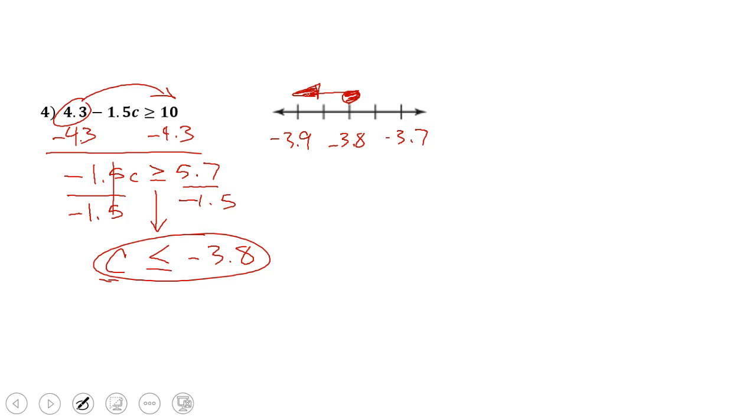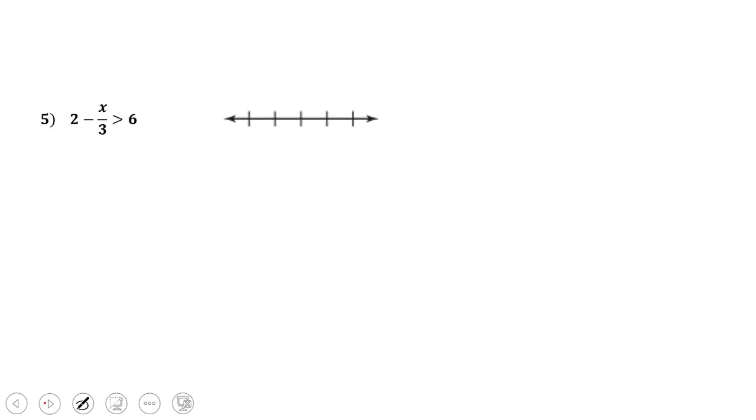Alrighty, let's go to our next example, number 5. 2 minus x divided by 3 is greater than 6. So the first thing I'm going to do is combine this 2 with that 6 on opposite sides. The 2 is positive, so I'm going to subtract 2 again, leaving me with negative x divided by 3 is greater than 4. Nothing happens to that inequality when we use the property of inequality for subtraction.